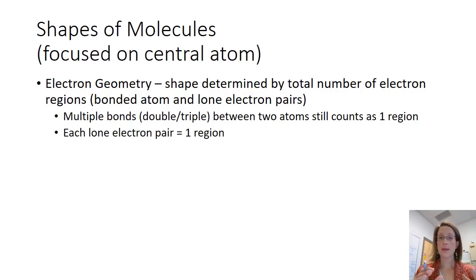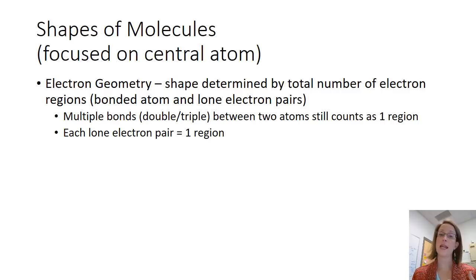Now, multiple bonds, meaning a triple or double bond between the center atom and a surrounding atom, still count as one region, because it's just one bond between two separate atoms. And each lone electron pair counts as one region.